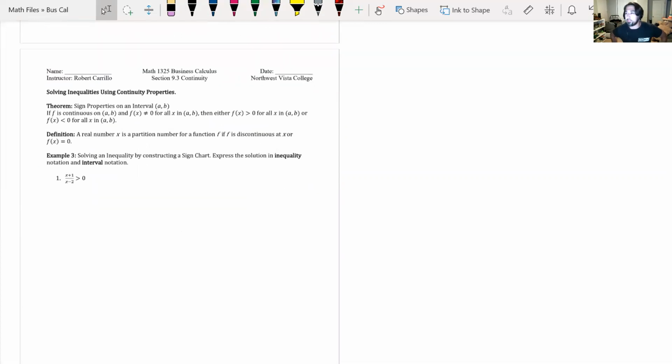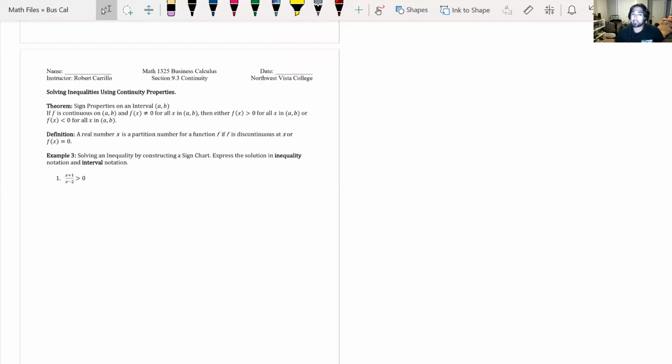All right, next one. Whew, this one is a fun one. And trust me, we're going to create sign charts on this one, which we will also be doing later. We'll be dealing with a lot of sign charts. Okay. So this one says solve inequalities using continuity properties. There's a bunch of foreign stuff up here, so let's get through it.